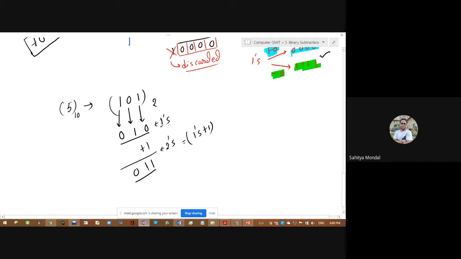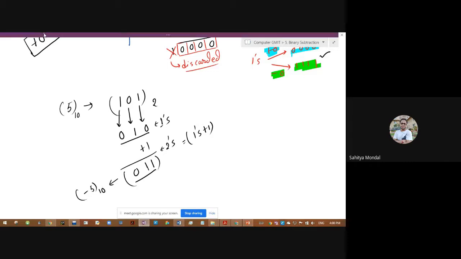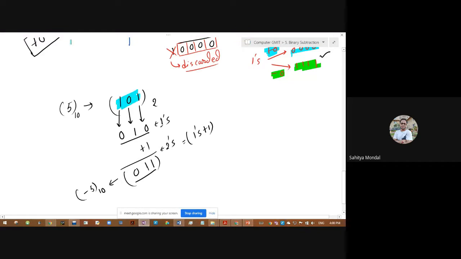Yes, sir. Even now you can tell me. So what is this? This is the equivalent of minus 5. No issue, because in mathematics minus 5 and plus 5 are two different entities. In binary representation plus 5 is 101, and minus 5 is 011. They are different, so no issue in that case. But plus 0 and minus 0 should have the same value, and two's complement offers that. That's why we are using two's complement.